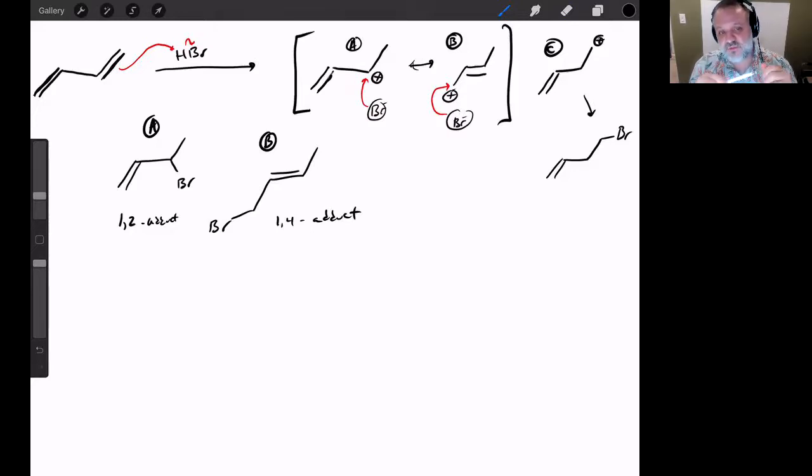But essentially what we're saying is that even though B, the 1,4 adduct, is the lower energy product, and we know it's lower energy because it's got the more conjugated double bond, there's something going on with A that allows it to form faster. Thus, if it's the predominant product, it forms faster, and then we can say, well, it must have a lower activation barrier.